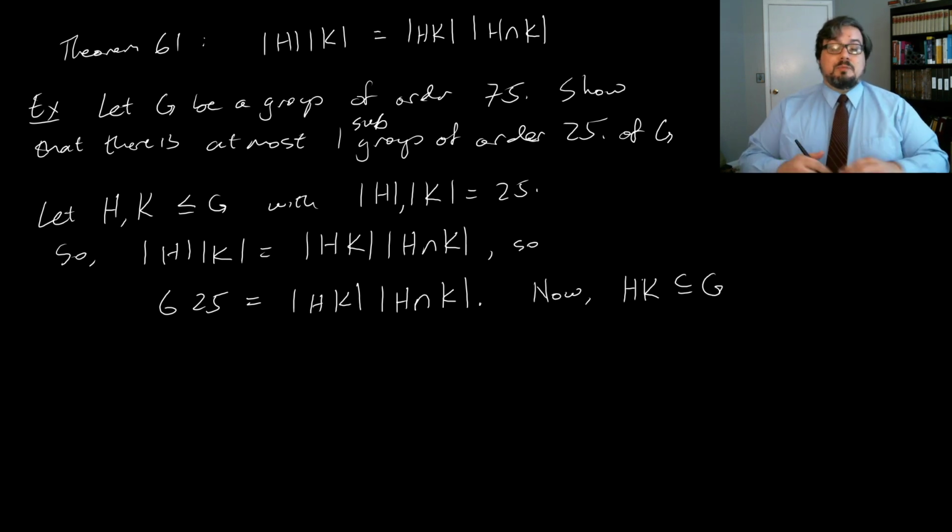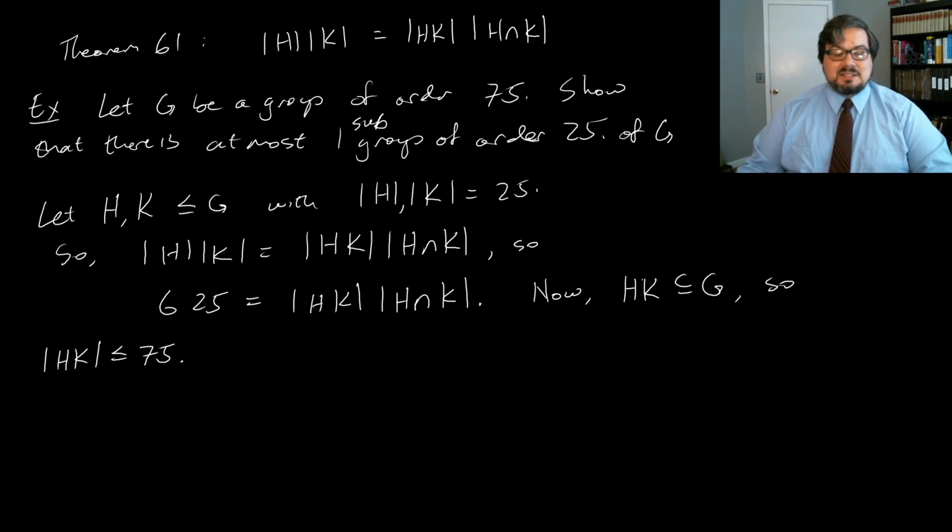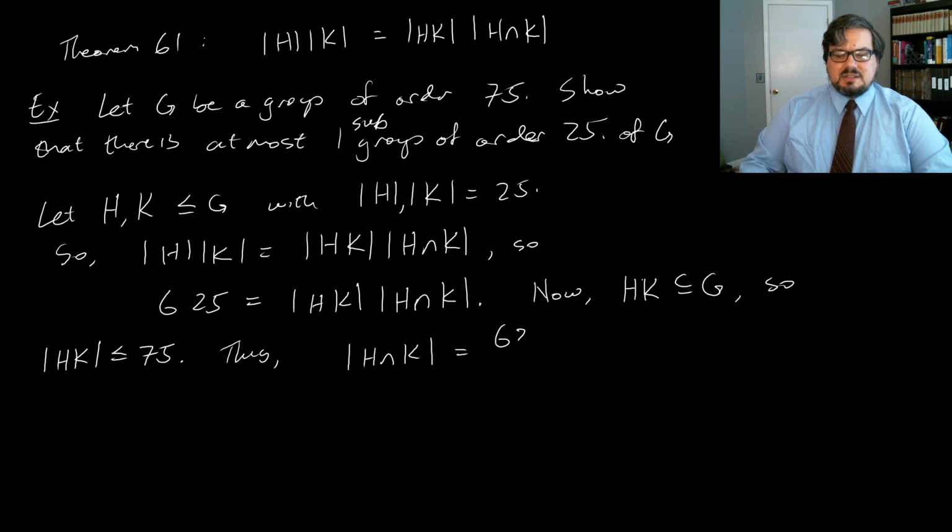HK is itself a subset of G. It might not be a subgroup because G might not be abelian, and the set HK is only guaranteed to be a group when G is abelian. So HK is a subset of G. So in particular, this means that the cardinality of HK is certainly no more than 75, because that's how many elements there are in G. There simply aren't any more elements to work with. Thus, the order of H intersect K, which is 625 over the order of HK, has to be greater than or equal to 625 over 75.